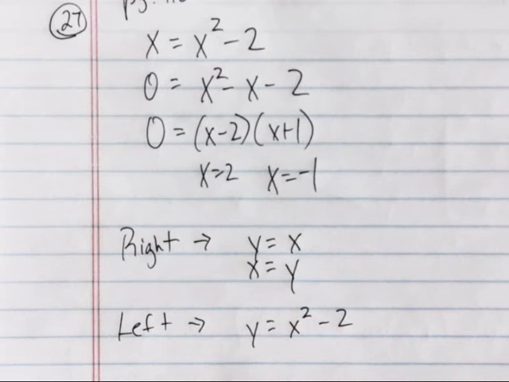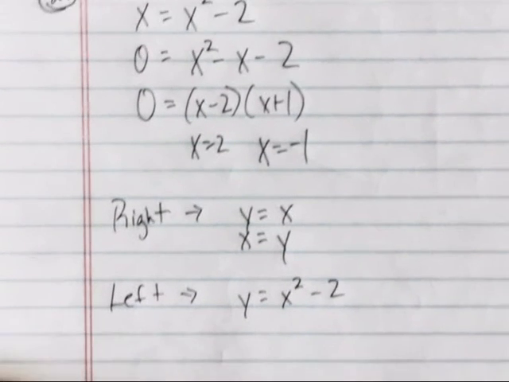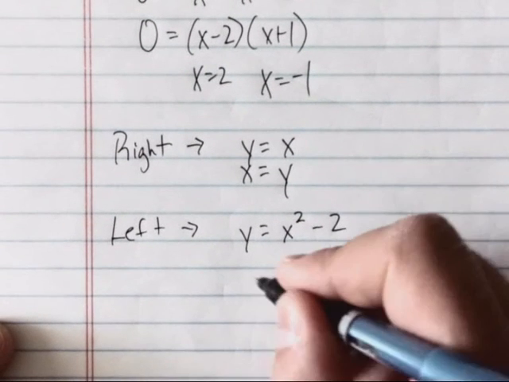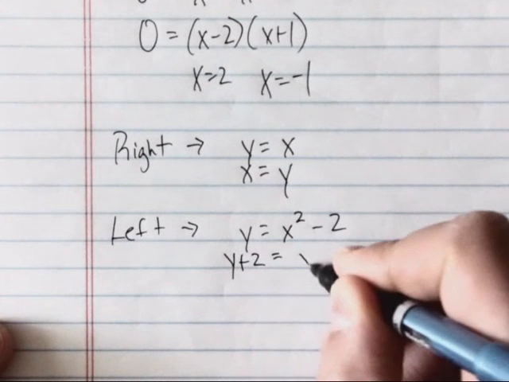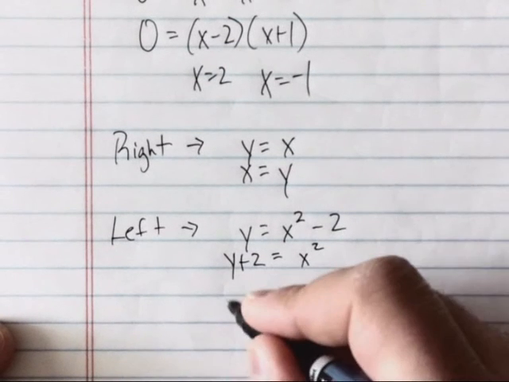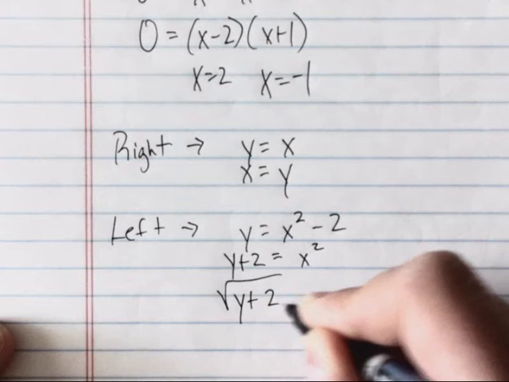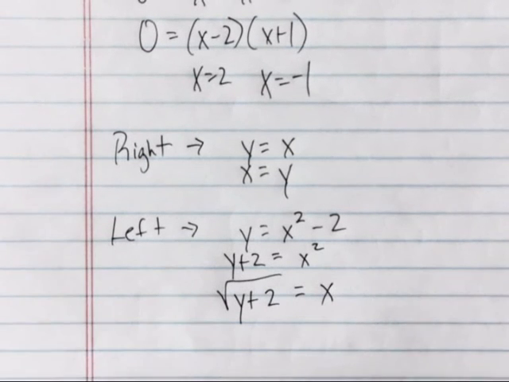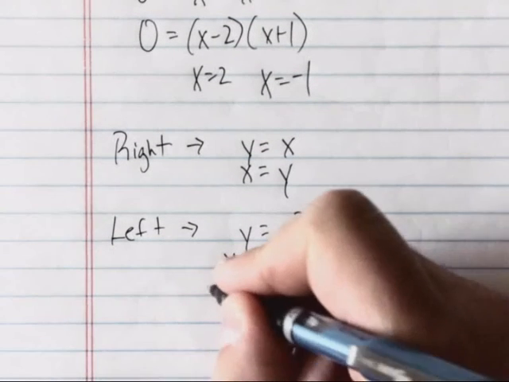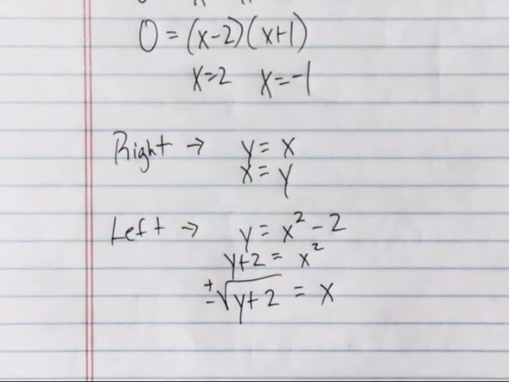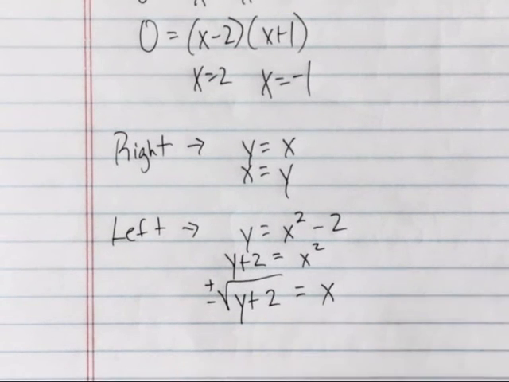Okay, so we want to solve that for x, so we get y plus 2 equals x squared, and then we root that. And of course that's got a positive and a negative root. And so now we can write our integral.